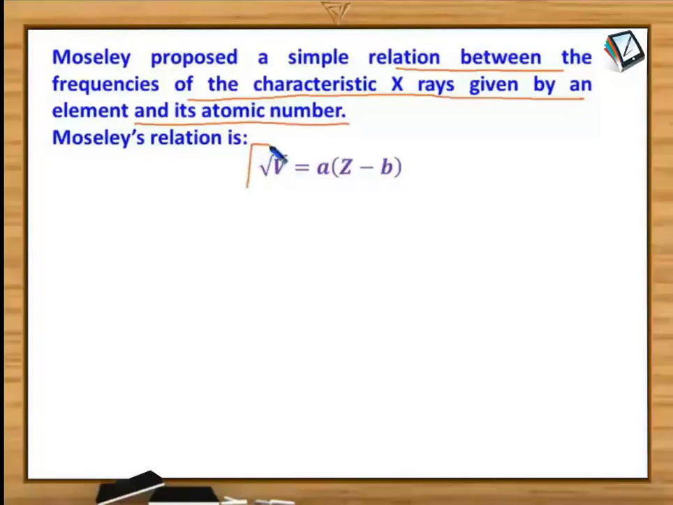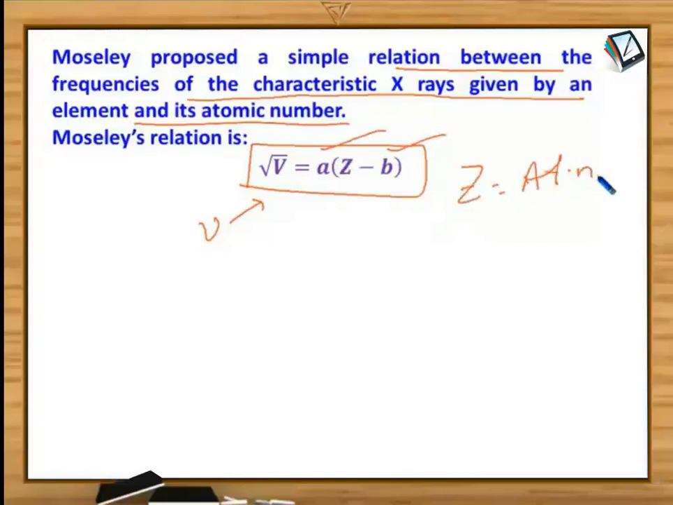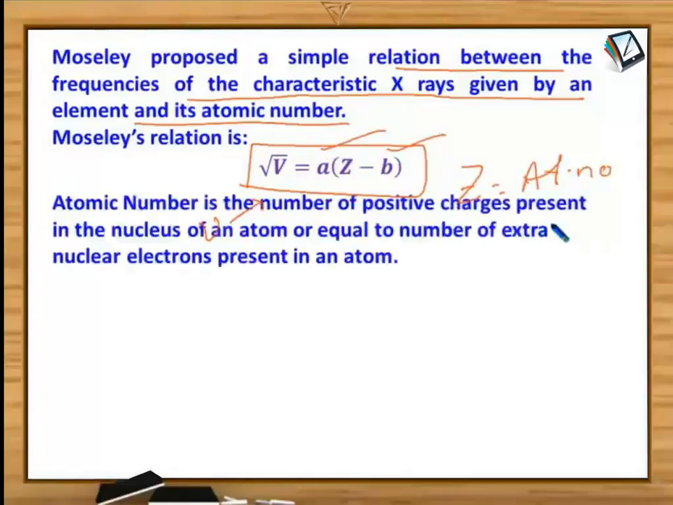Root nu is equal to A into Z minus B, where nu is the frequency of the characteristic X-rays, A and B are constants, and Z is the atomic number. And what does this atomic number mean? Atomic number is the number of positive charges present in the nucleus of an atom, or equal to the number of extra nuclear electrons present in an atom.